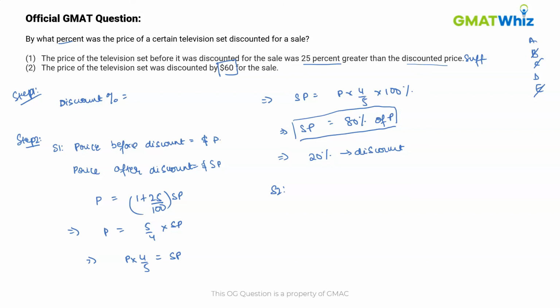So according to this statement, we have SP equals P minus $60. Now this does not give us the discount percentage, and we can discard this statement and say that statement 2 is not sufficient. So the correct answer is option A.